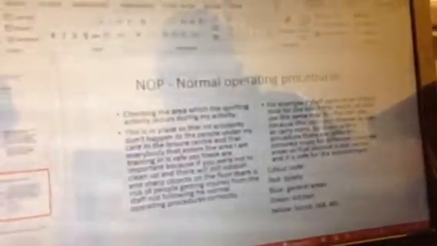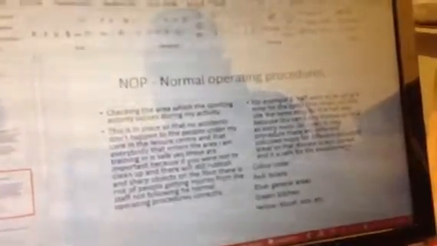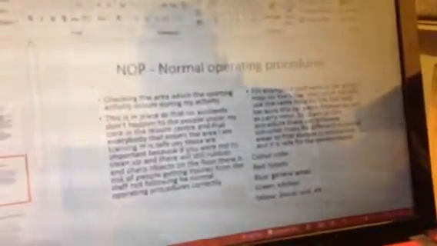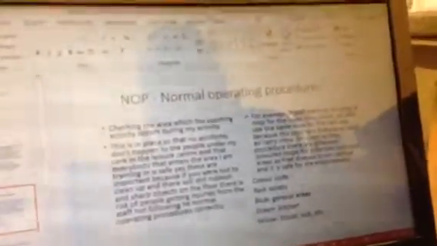So moving on to the NOP, which stands for Normal Operating Procedures. To start off with, you check the area in which the sporting activity occurs. This is in place so that no accidents happen to the people under my care in the Leisure Centre, and that everybody that enters the area I am training in is safe. These are important because if you were not to clean up and there was still rubbish and sharp objects on the floor, there is risk of people getting injuries from the staff not following the normal operating procedures correctly.